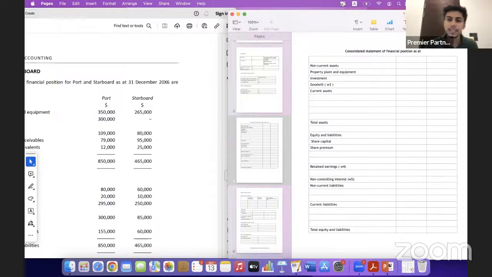Okay, right. So guys, then let's start today's class. Today we will be focusing on consolidated SOFP. Last class we were focusing on preparing financial statements, the adjustments like depreciation, provisions. Those were things that we were focusing on the last class. So today, we will be focusing on consolidated SOFP.